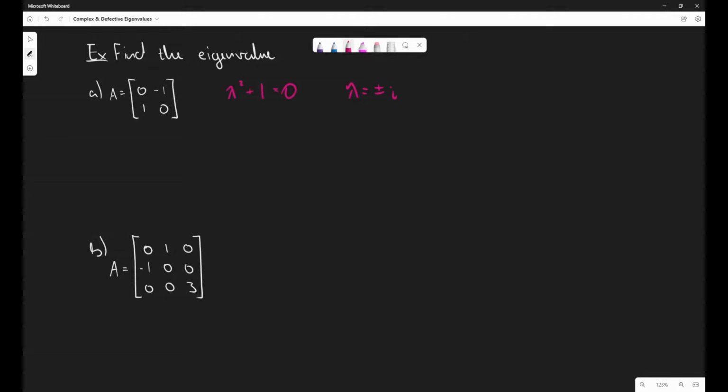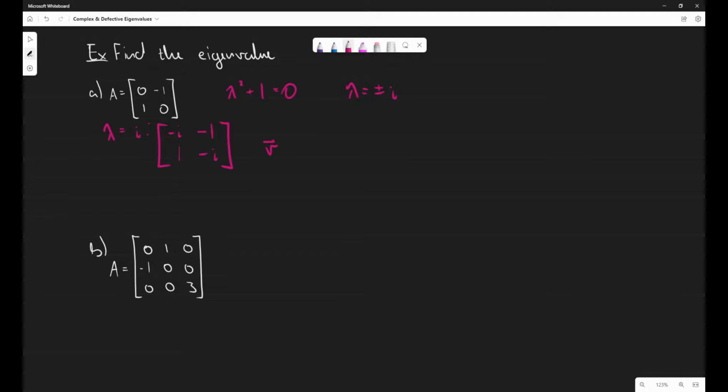To find the eigenvectors, as I mentioned in the lecture, you don't have to find the eigenvectors for i and negative i. All you have to do is find one of them and take the complex conjugate. So we're just going to focus on the positive i. We're going to let lambda equal i. This gives us a matrix of negative i, -1, 1, and negative i.